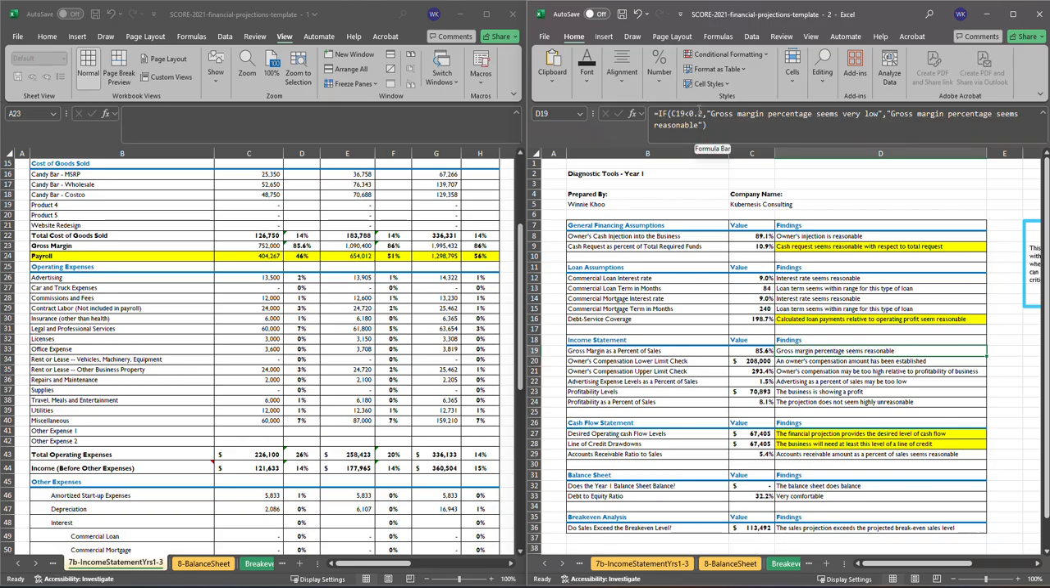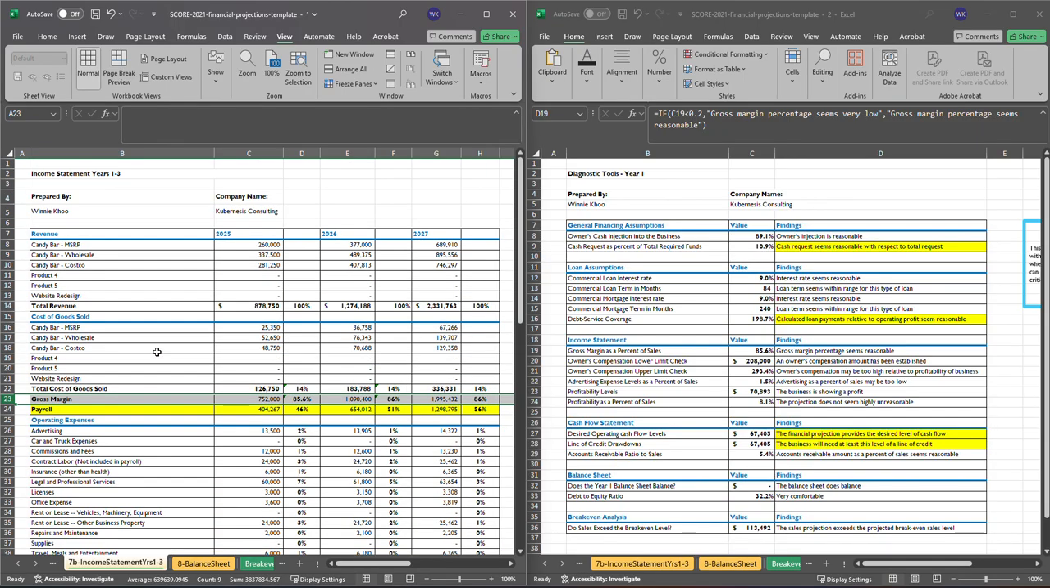If your gross margin as a percentage of sales, which is up here, is 50%, I would say that it seems very low, especially if you're a CPG. So if you're actually producing a product, you should aim for at least 50%.